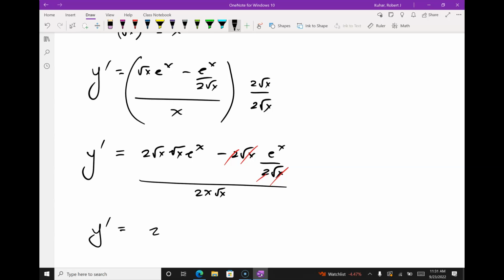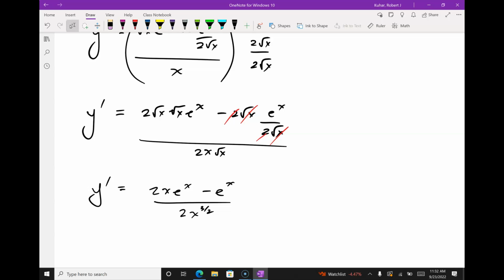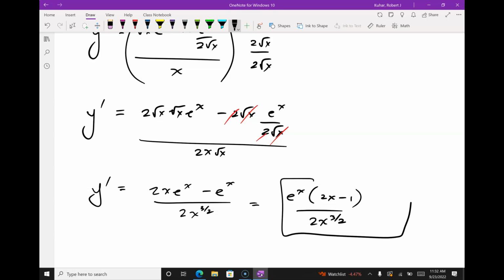So what do I get? I get 2x e to the x minus e to the x. And then I like keeping it as x rad x, but the book will often write x to the 3/2. Not done yet because I still can factor, right? So what do I get? I get e to the x times 2x minus 1 over 2x to the 3/2. There's my derivative.